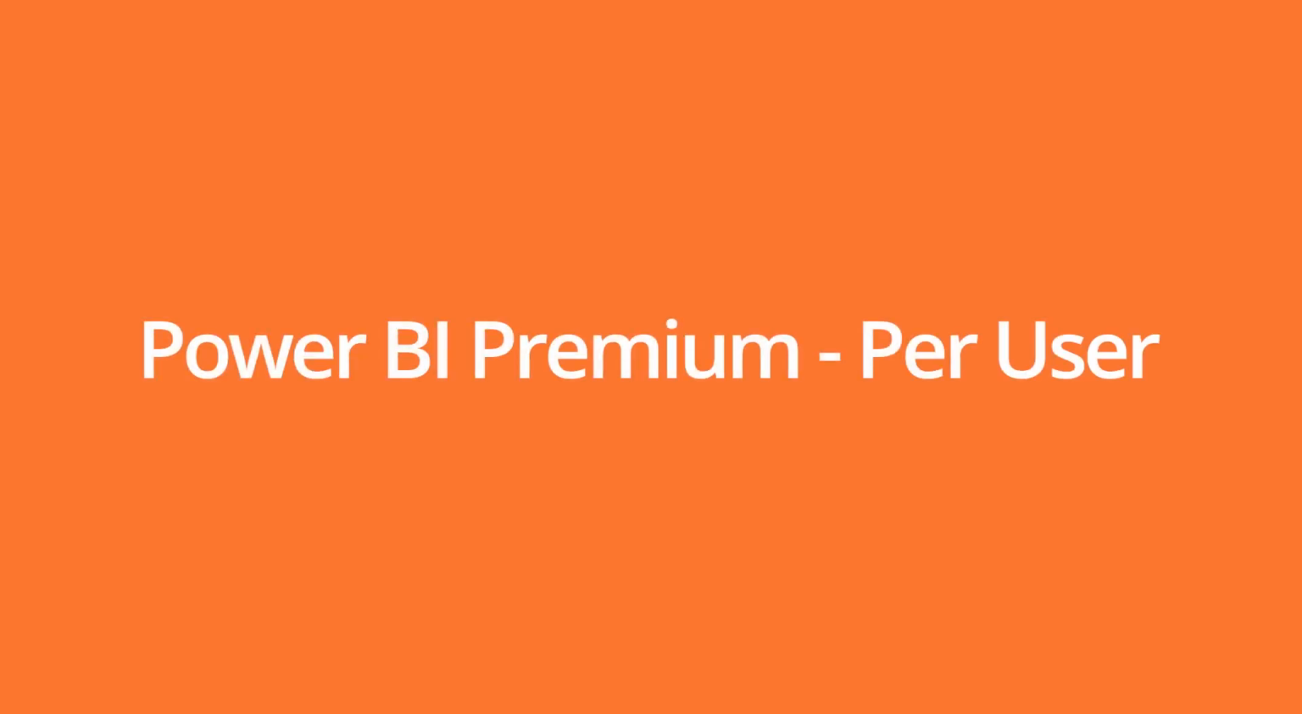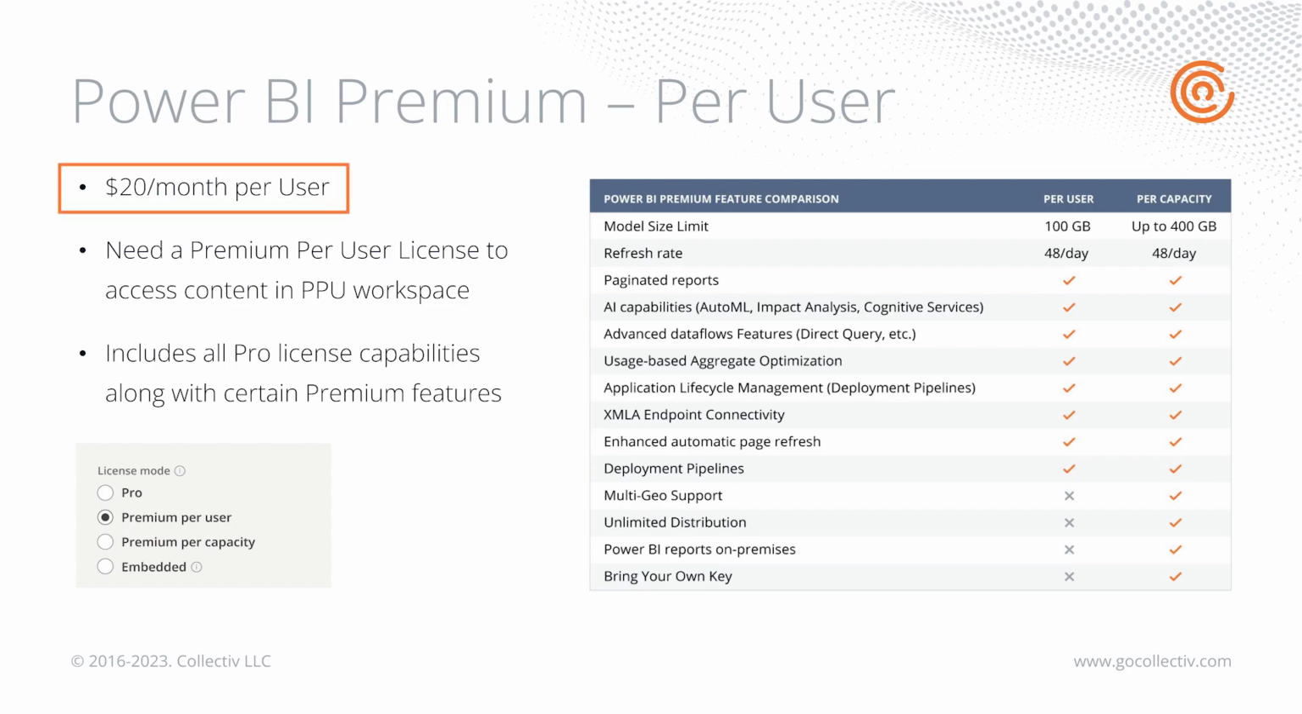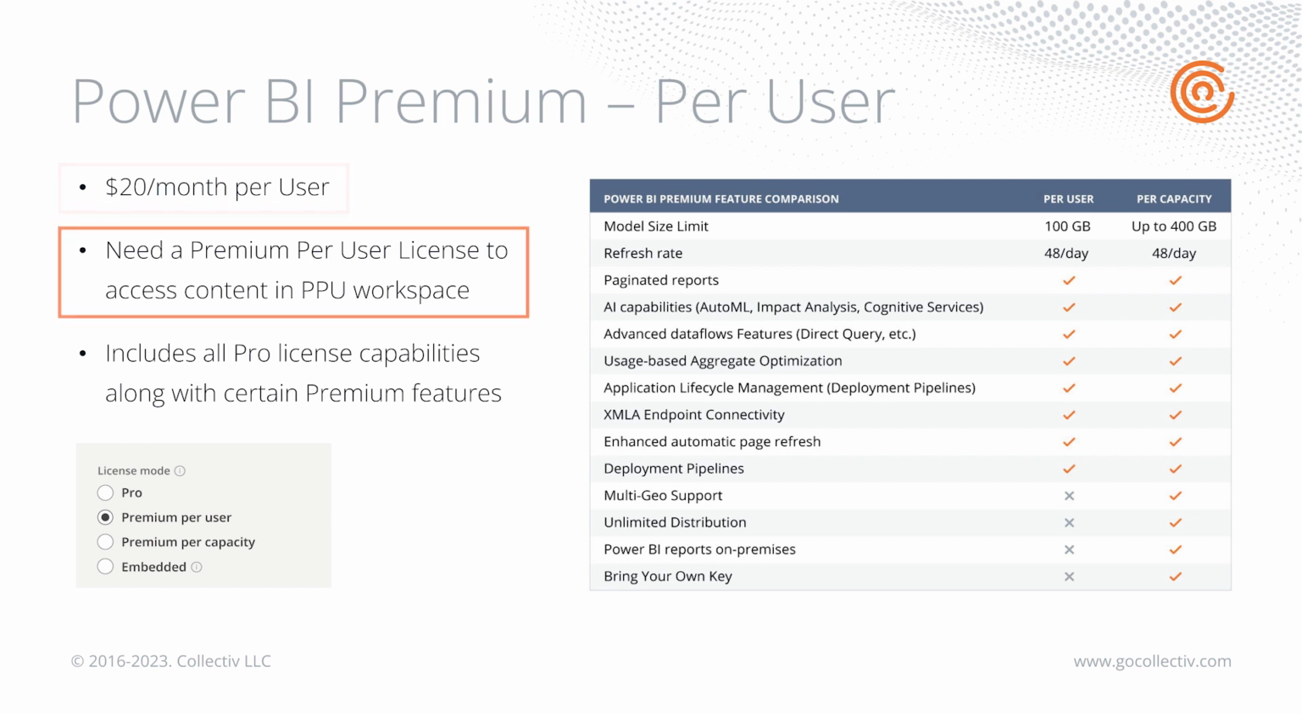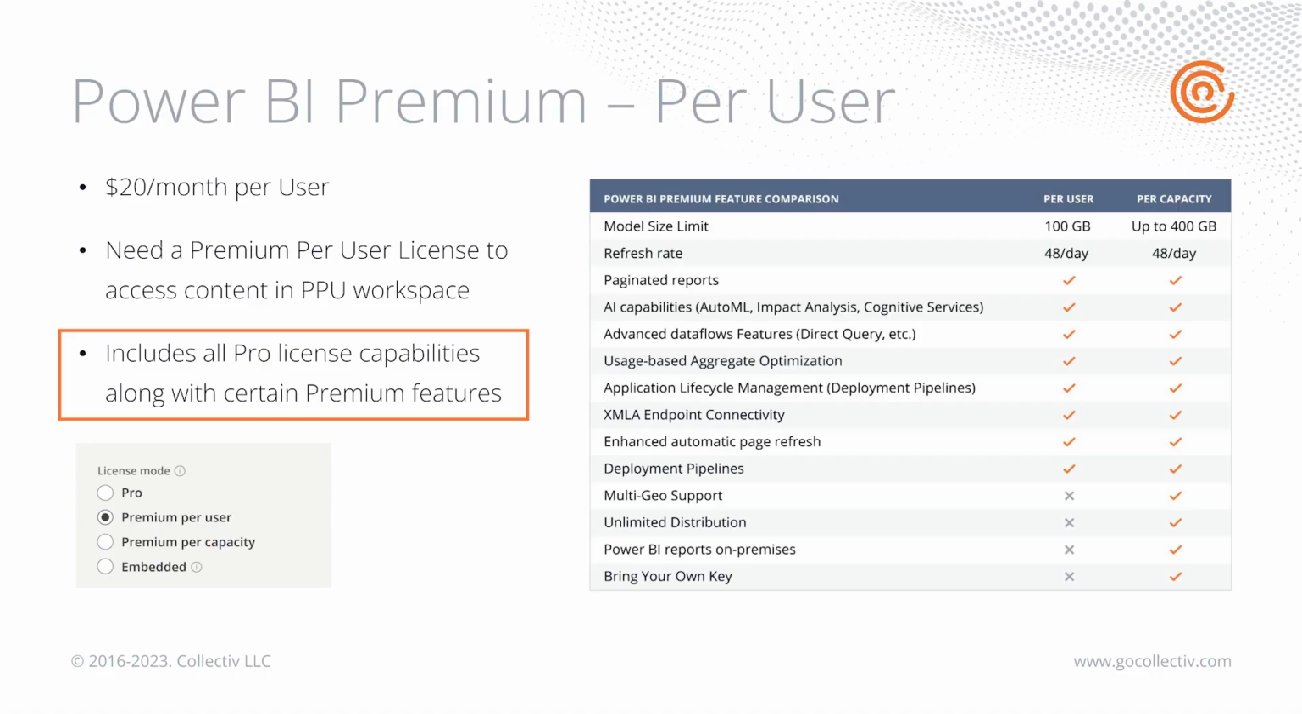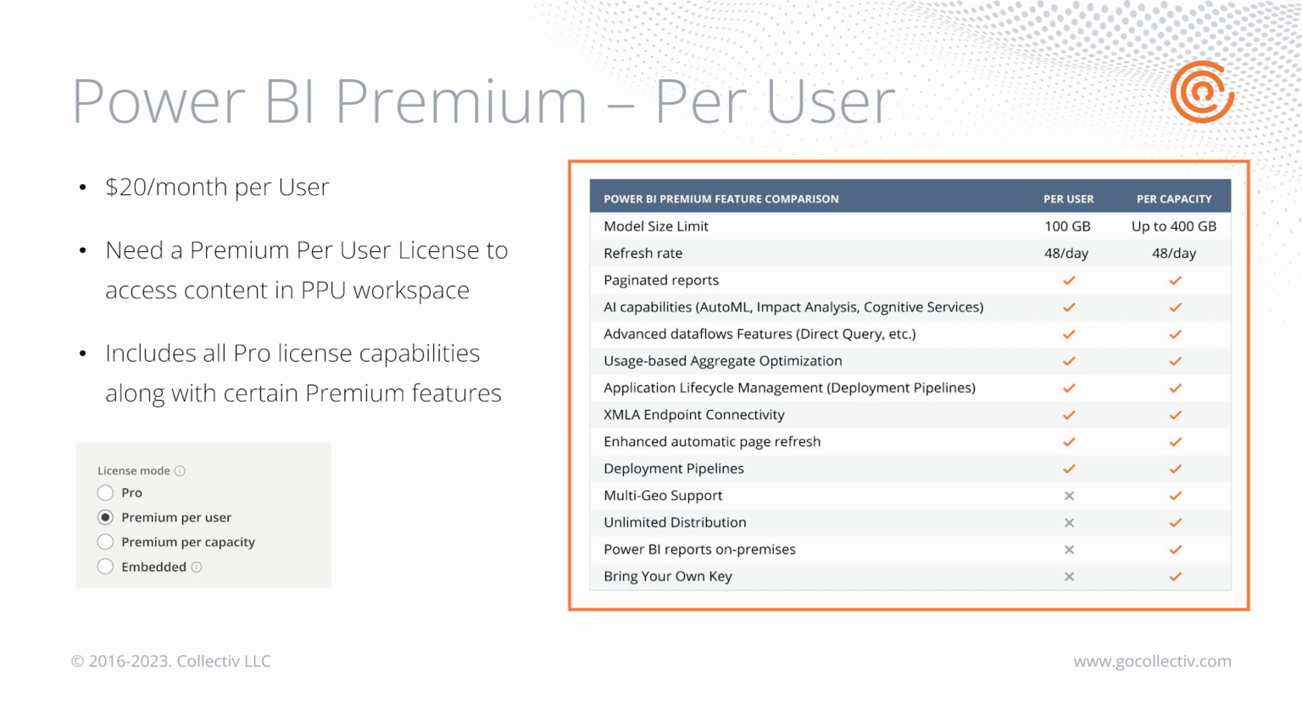The last SKU we're going to be speaking about is called Power BI Premium per user. This SKU is $20 per month per user, so a little bit higher than the Pro licenses. You need a Premium per user license to access content in Premium per user workspaces, meaning if I just have a Pro license and there is a Premium per user workspace, I cannot access it because I'm not at the same level or at the same tier as someone else. It includes all Pro license capabilities along with certain premium features. So if you see here on the screenshot below, there are some different features that are included and a few that are not.